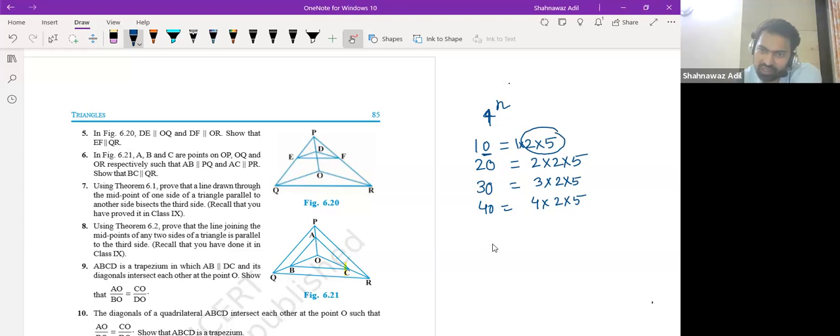So if I write 4^n, this would be 2 into 2 to the power n, right? So this doesn't have any multiple of 5. So this will not end with 0. This is the answer to the question. Understood? Yes, sir.